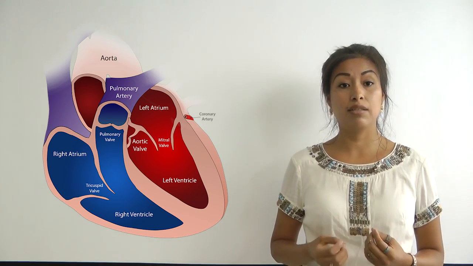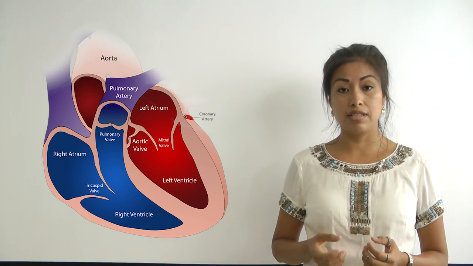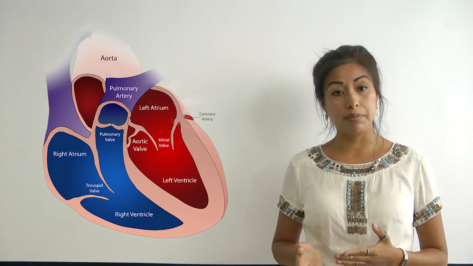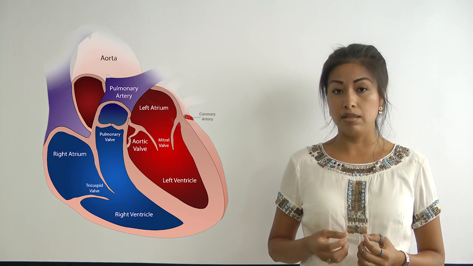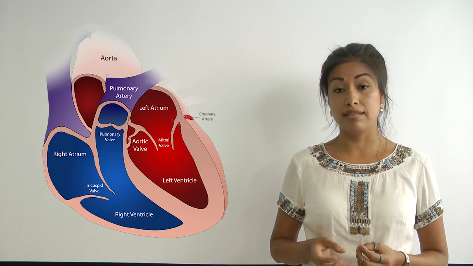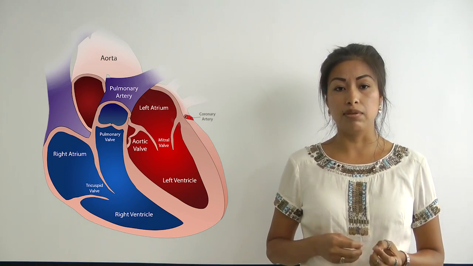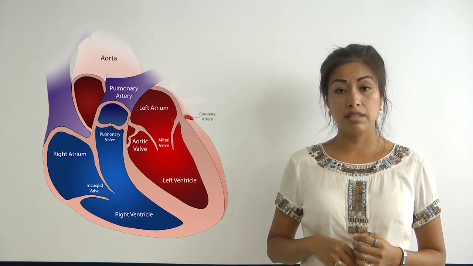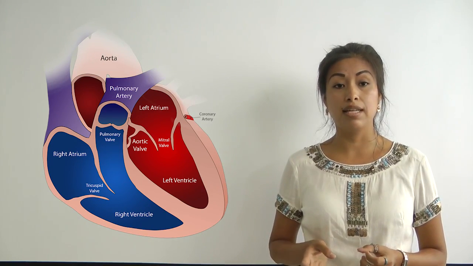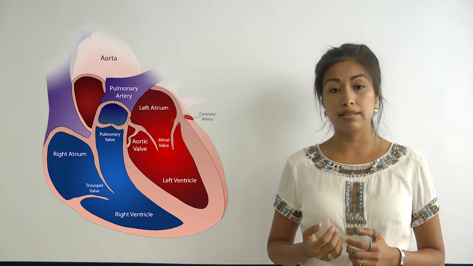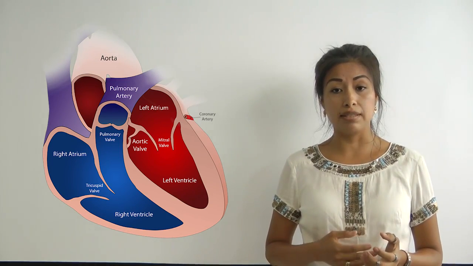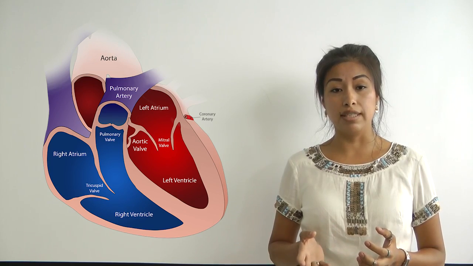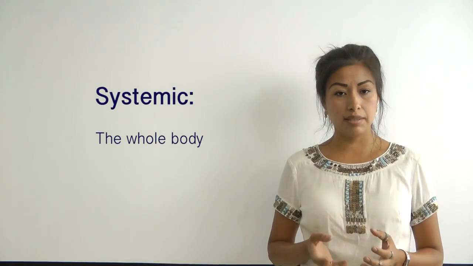You can see that the atrial walls are much thinner than the ventricular walls. This is because the ventricles have to pump the blood with more force than the atria, which only have to push the blood down into the ventricles. You will also see that the left ventricle has a thicker wall than the right. This is because the left ventricle has to pump blood into the systemic circulation. Systemic means the whole body, whereas the right ventricle needs to pump blood into the pulmonary circulation.